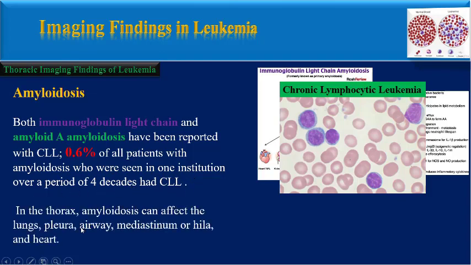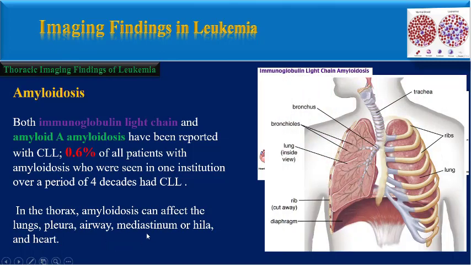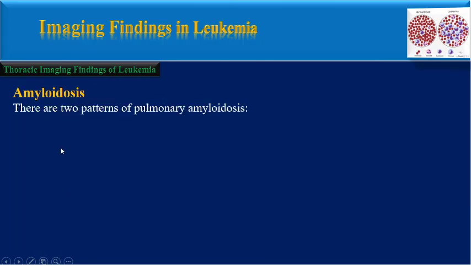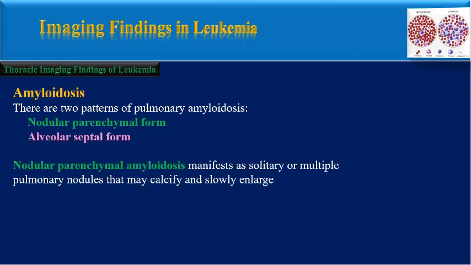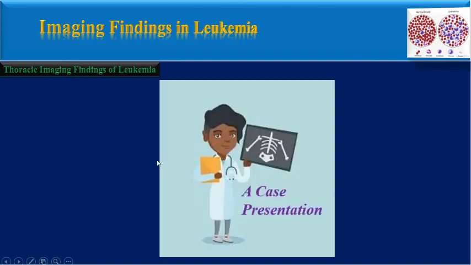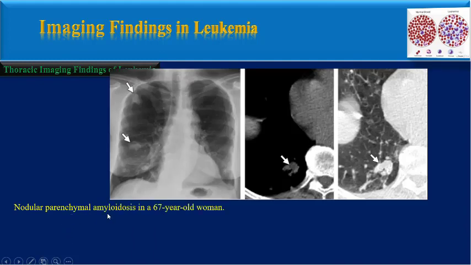In the thorax, amyloidosis can affect the lungs, pleura, airway, mediastinum, or hilum, and the heart. There are two patterns of pulmonary amyloidosis: nodular parenchymal form and alveolar septal form. Nodular parenchymal amyloidosis manifests as solitary or multiple pulmonary nodules that may calcify and slowly enlarge. Now, a case presentation: nodular parenchymal amyloidosis in a 67-year-old woman.